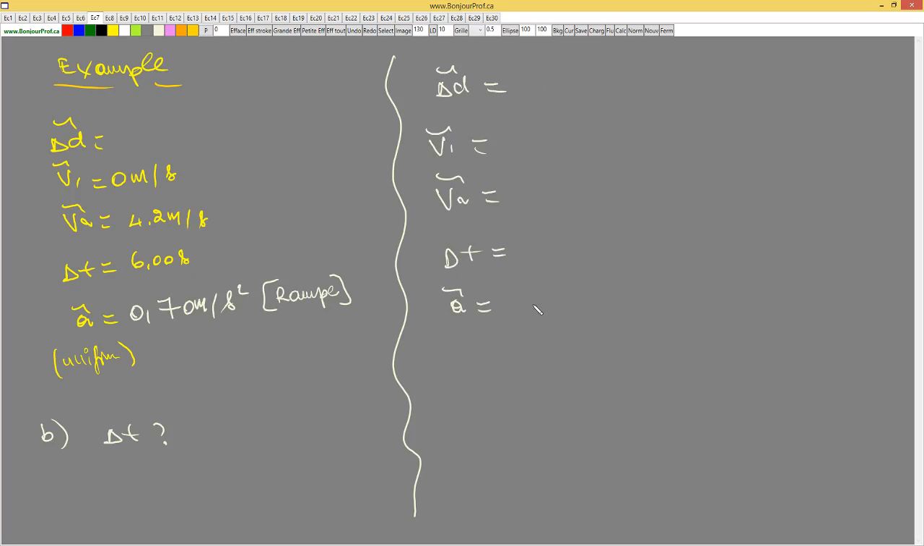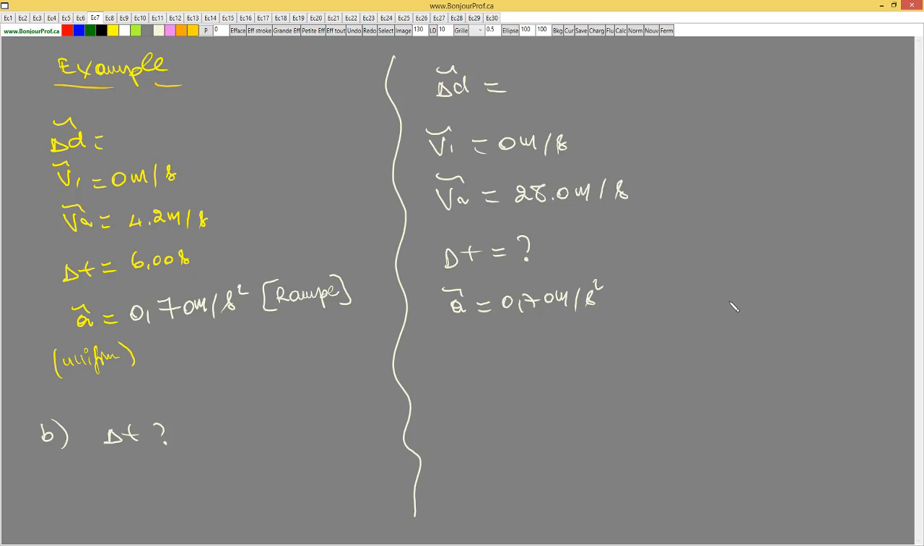Will A change? Look here. A will not change: 0.70 meter per second square. Will V1 change? No, 0 meter per second. V2, yes. What is V2? V2 is 28.0 meter per second, they gave it to us. And we are looking now for delta t.